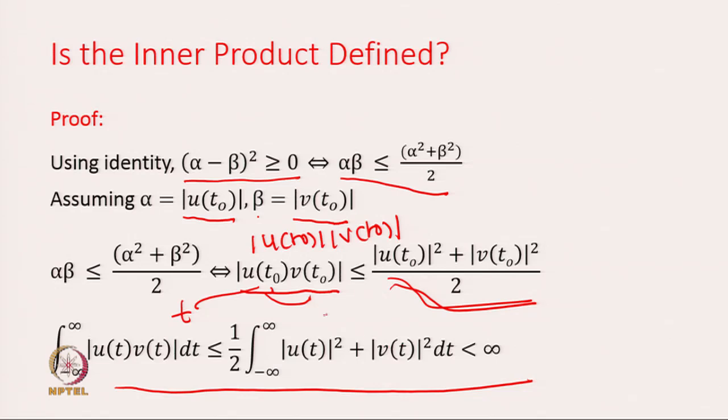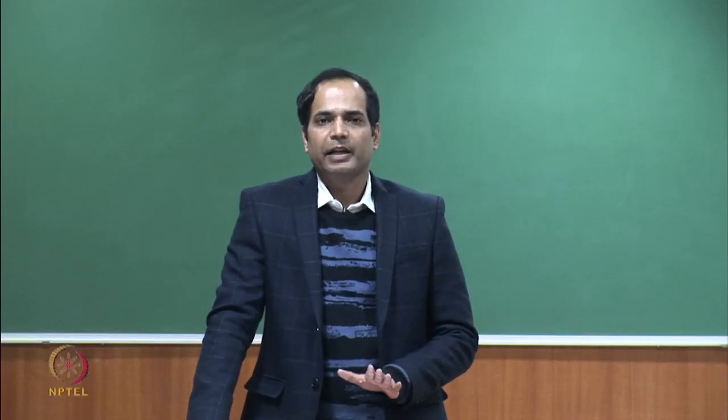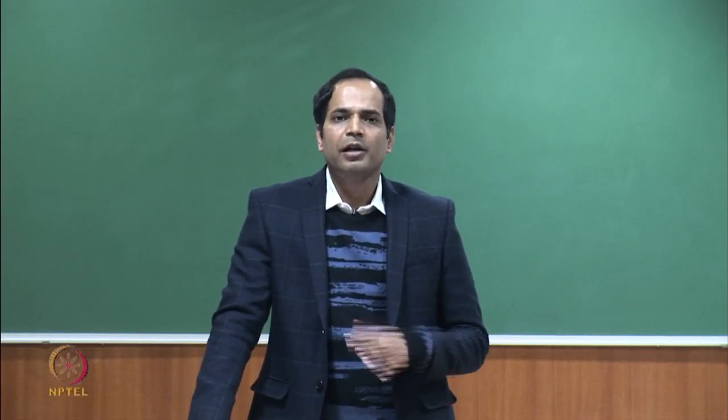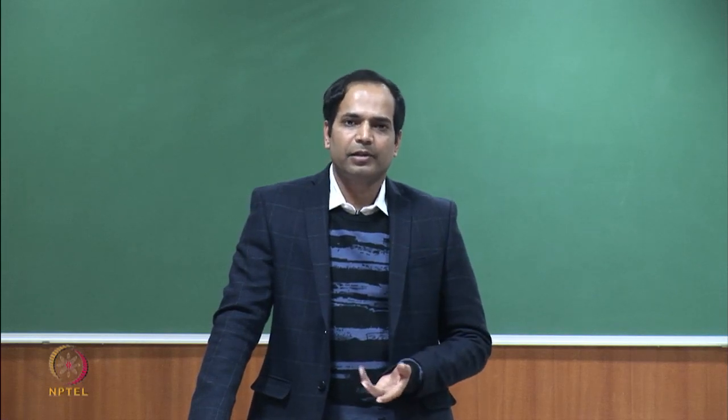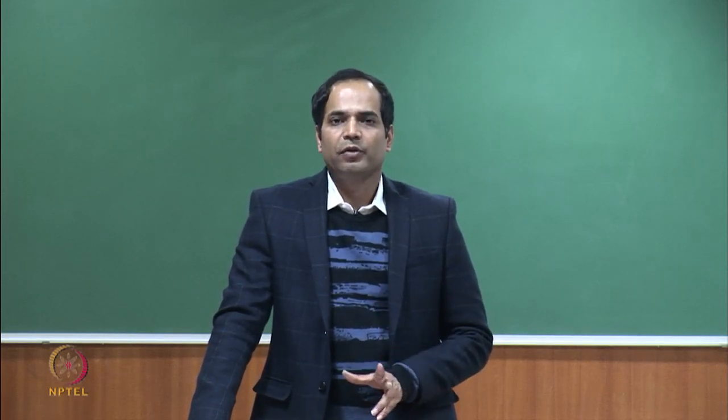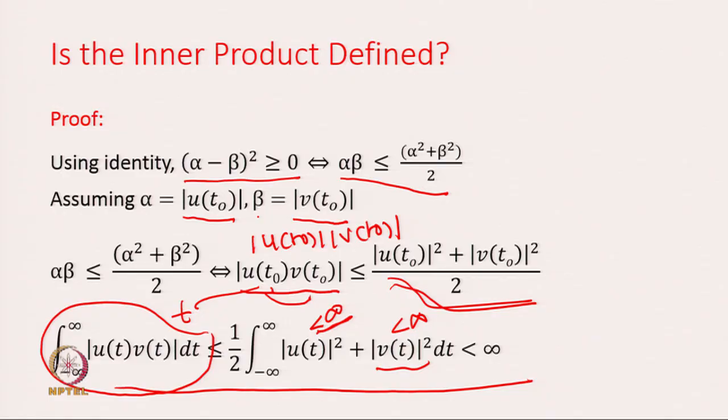Now, because my signals involved are L2 signals, I know that this quantity is a finite quantity, this quantity is also a finite quantity, the sum of two finite quantities is a finite quantity, and hence this will always be a finite quantity. This proves that the inner product for L2 signals is always defined. That means if you have a finite energy signal and another finite energy signal, and you want to find the inner product of these two signals, it is always defined, it is always finite.